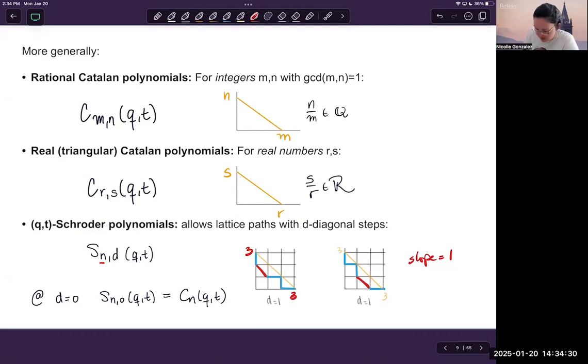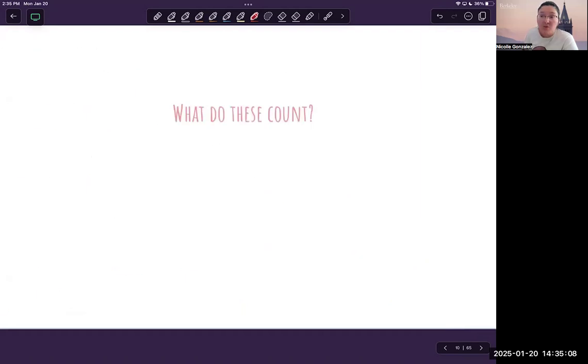But for all intents and purposes, right now for these diagonal lines, we are only allowing the slope to be 1, so the intercepts have to be the same. And then D is going to tell you how many diagonal steps you're allowed to take. So in these two examples, D is equal to 1 because we have exactly one step that was allowed to be diagonal. And obviously, if you let D equal 0, then you have no diagonal steps, in which case you are just back in the land of the classical QT Catalan polynomials that we studied at the very beginning. So these are all various generalizations of these polynomials that we had before. So you might ask, what do these count?